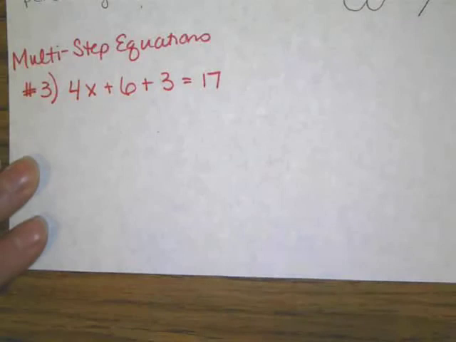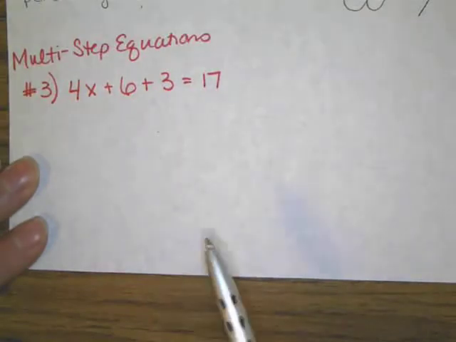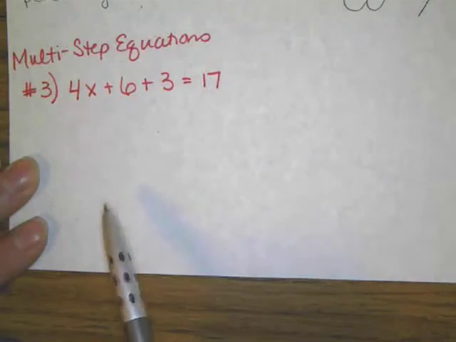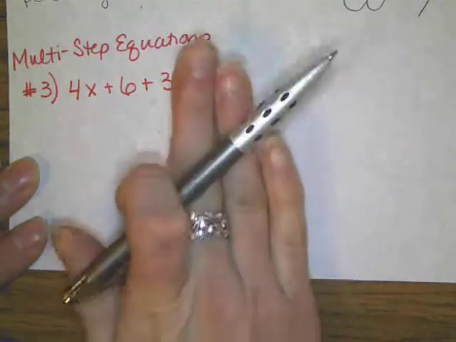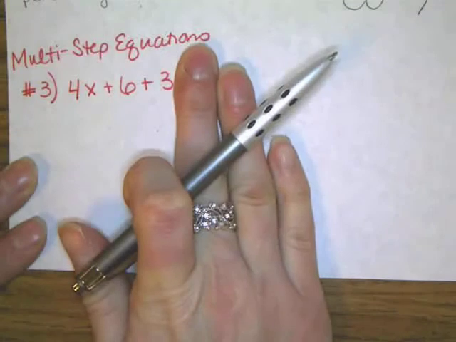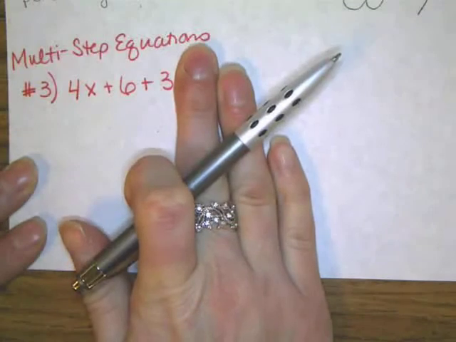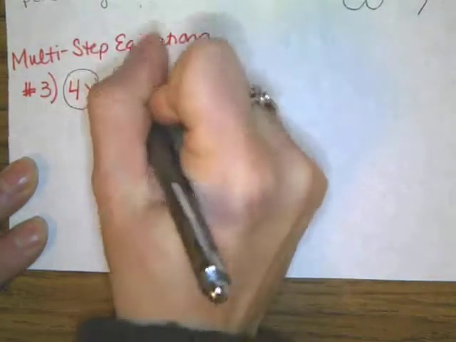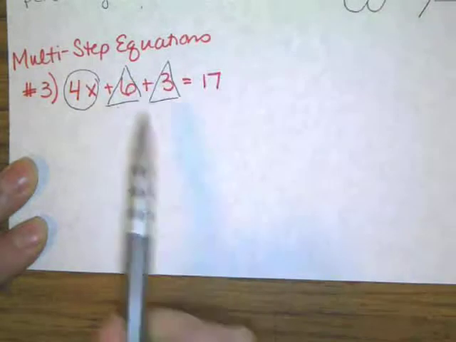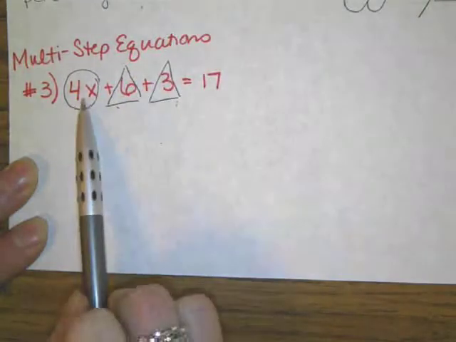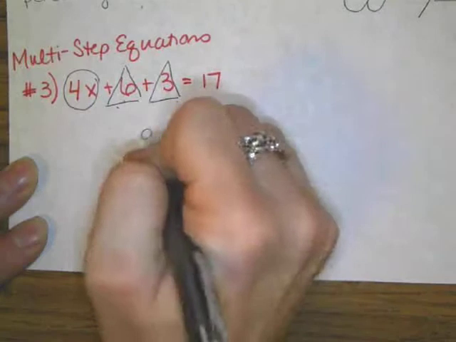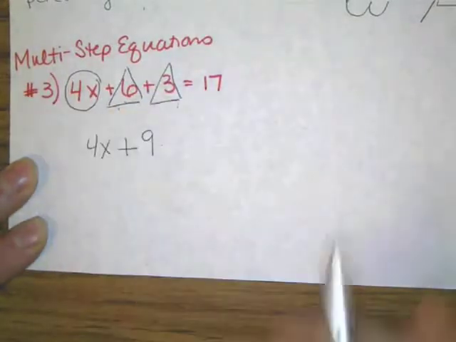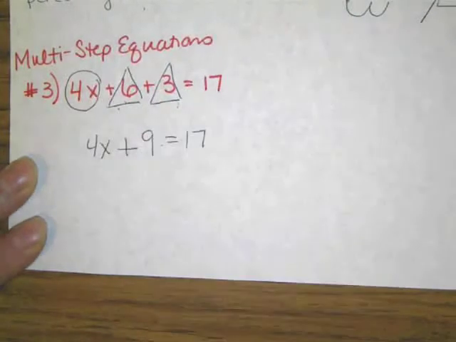Multi-step equations. We do the same thing we do when we simplify and solve one-step equations. So first thing you want to do is find the side you're going to work on, and remember we always choose the side with the x, and then we simplify that. So 4x plus 6 plus 3. We put our apples together and our oranges together. So if we consider oranges to be x's and apples to be numbers, we put our apples and our oranges. So 6 plus 3 is 9. And then we only have one orange, so it's still 4x plus 9 equals 17.